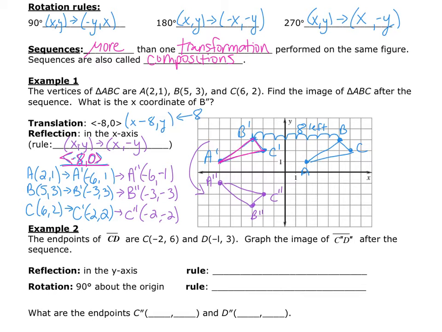Now, the question they were asking us is what is the x coordinate of B double prime? So that would be the negative 3. Now realize sometimes they're going to ask for just the x value or just the y value. Sometimes they ask you to add those two numbers together. It could be something completely random, but it's a way for us to tell, did you actually find those values correctly?